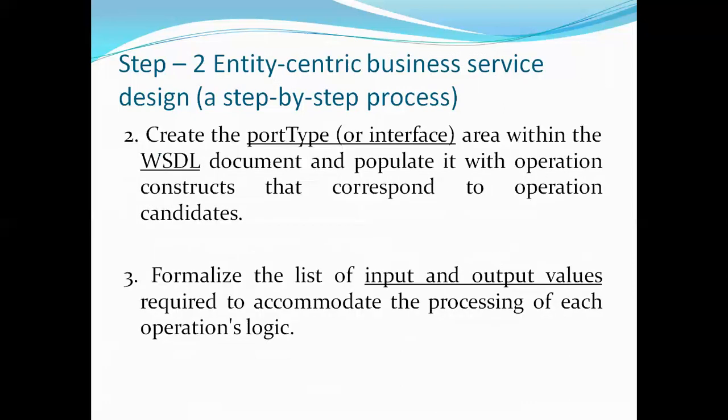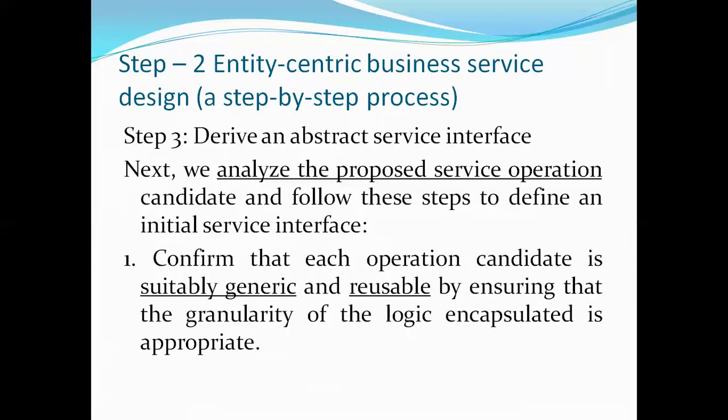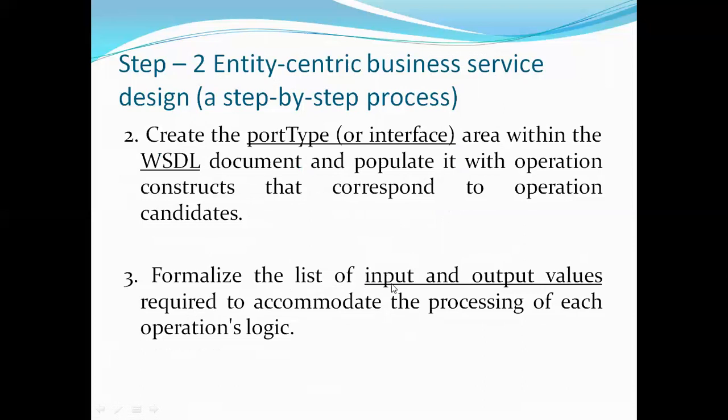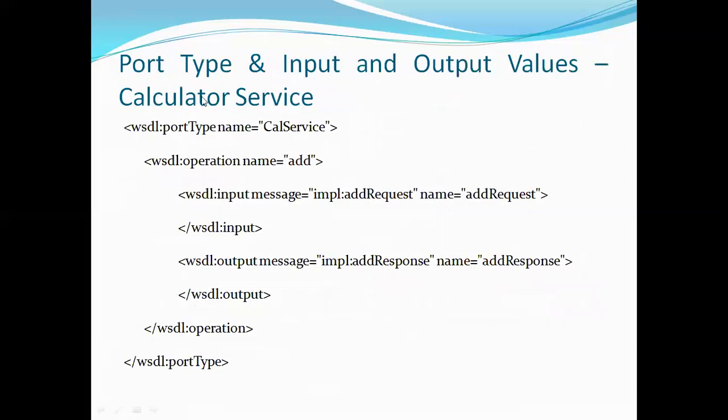The second step is to create the port type or interface. The port type is required for processing the different service methods. I'm showing you how to define the port type and then formalize the list of input and output values. The third step is to derive an abstract service interface: confirm that each operation candidate is generic and reusable, then use the port type and formalize the input and output values. So let us see the procedure.